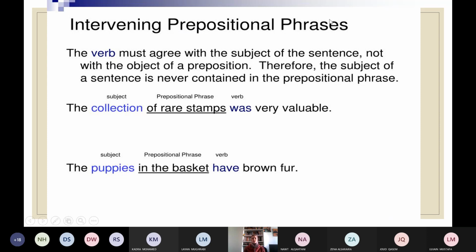Intervening prepositional phrases. What if prepositional phrases come in the middle, after the subject? Again, never ever find a subject in a prepositional phrase. When I see a prepositional phrase, I cross it. I don't look at it. So here the subject is collection, the verb is was. Here the subject is puppies, plural, the verb is have. Again, you never ever find a subject in a prepositional phrase. Cross it. Don't look at it.